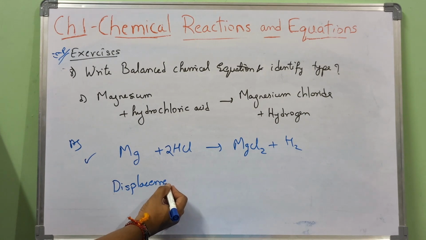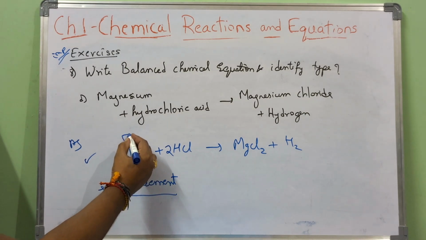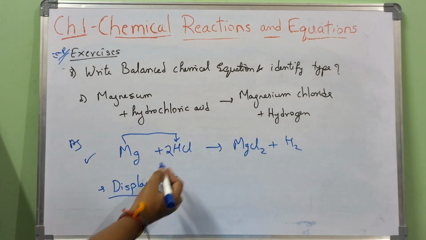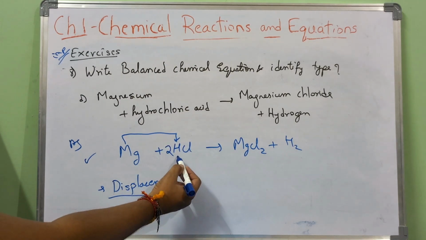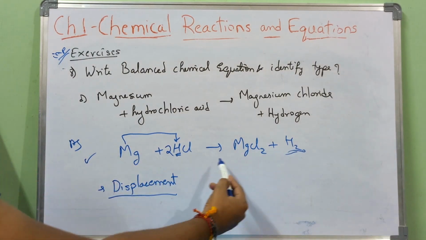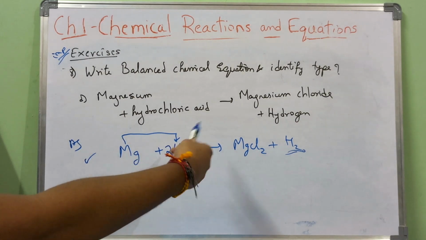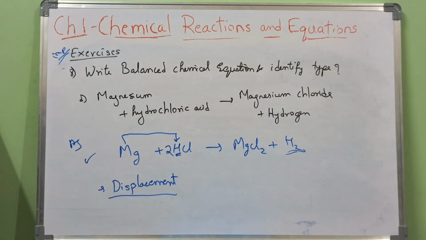Previously I have explained double displacement, whereas this is displacement because one reactant is taking the place of another ion which is present, and that ion or metal is getting emitted out as a single element. So here magnesium is taking the place of hydrogen. Why? Because magnesium is more reactive when compared to hydrogen. So the less reactive metal will be separated out, or the less reactive gas will be separated out.